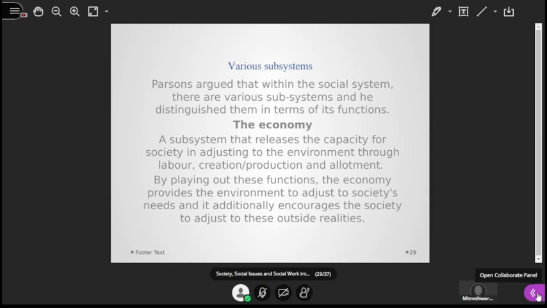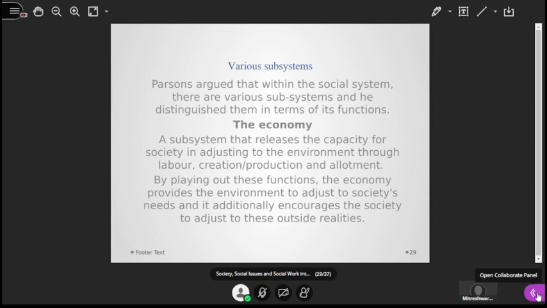D'accord? So, various subsystems. Parsons argued that within the social system, there are various subsystems, and he distinguishes them in terms of their function. Alors, the economy is a subsystem that releases the capacity for society in adjusting to the environment through labor, creation, production, and allotment. By playing out this function, the economy provides the environment to adjust to society's needs, and its additional encouragement encourages the society to adjust to these outside realities. Alors, l'économie, très important. OK.